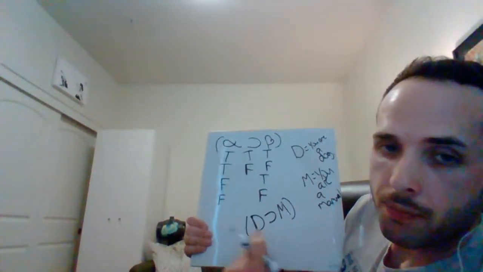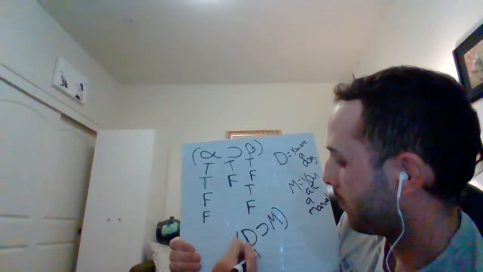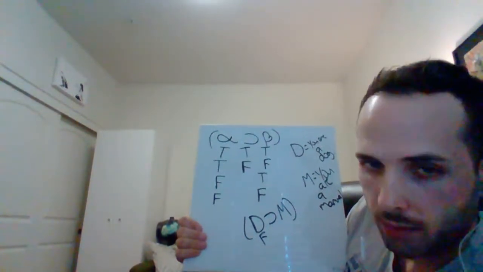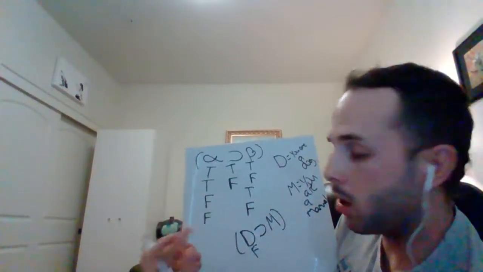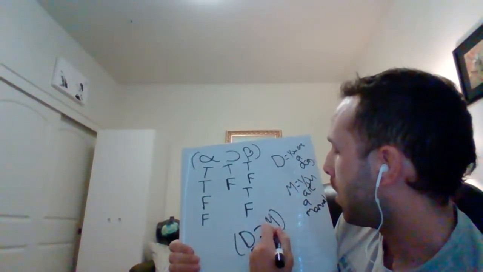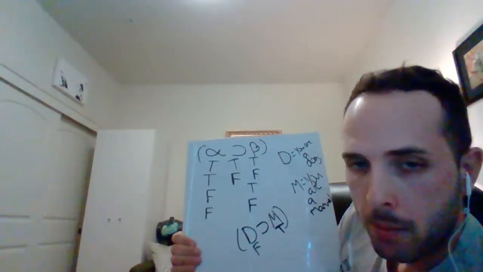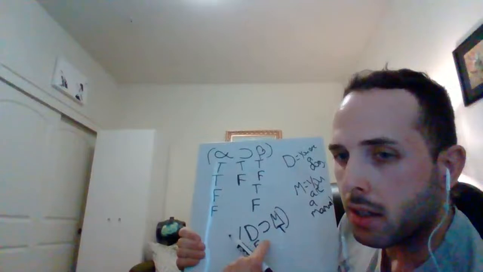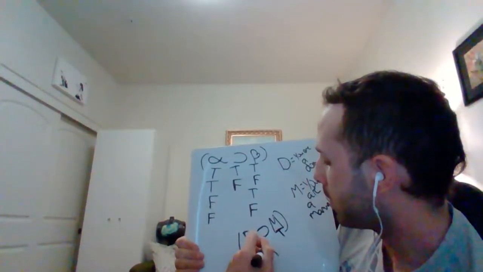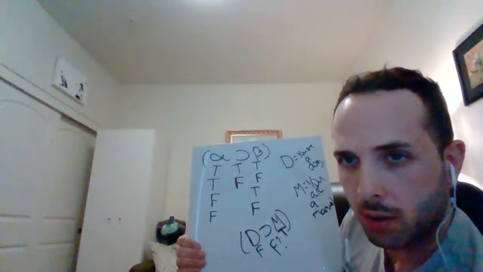So let's say you are not a dog. That's false, D is false. And let's say it's true, though, that you are a mammal. Does that make the conditional false? Is that enough to falsify this conditional claim?